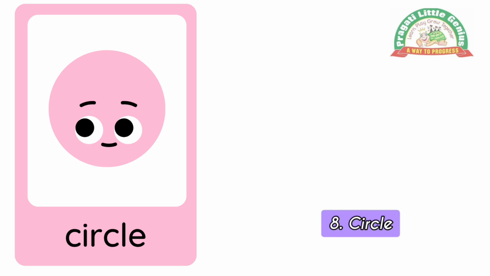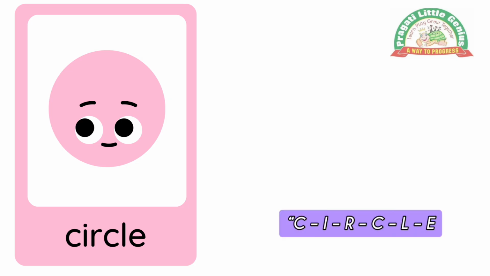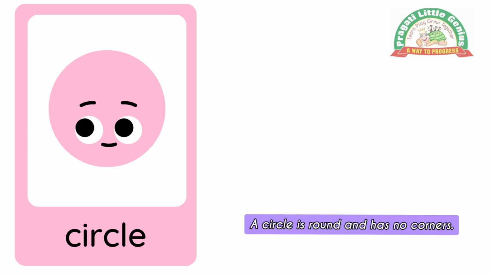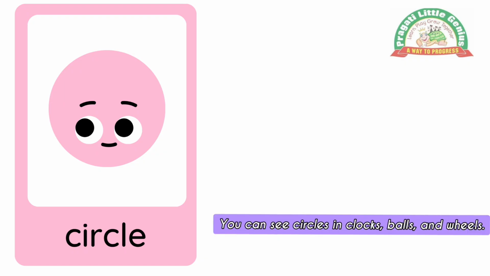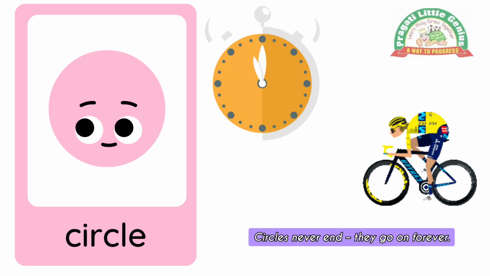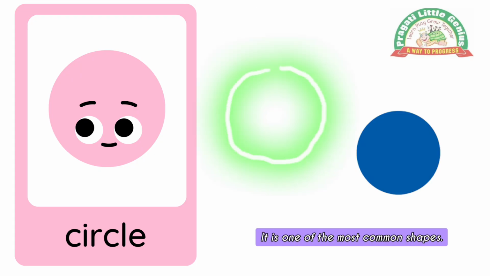8. Circle. C-I-R-C-L-E. Circle. A circle is round and has no corners. It goes round and round. You can see circles in clocks, balls, and wheels. Circles never end, they go on forever. It is one of the most common shapes. Children love drawing circles.